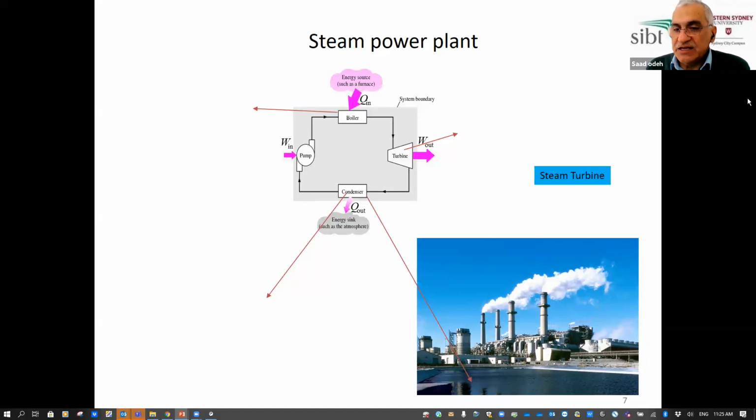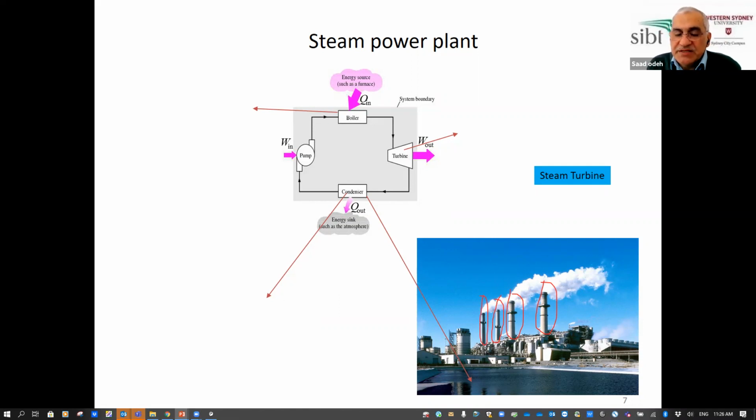These power plants are actually located away from the major cities. You can see it here, but if you go, for example, from Sydney to Newcastle, you will find a couple of power plants there. And this is shown in the figure here. This is how it looks. These chimneys, if you can see these chimneys here, these are the chimneys of the boilers.